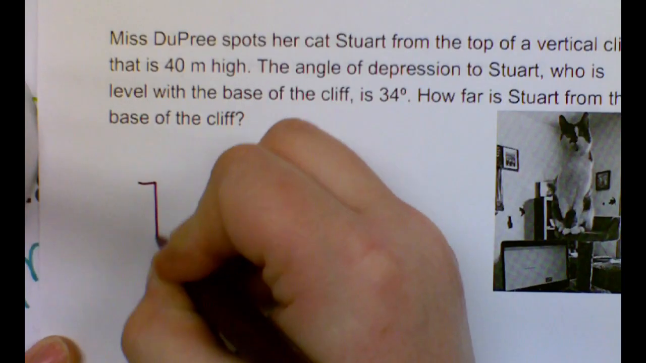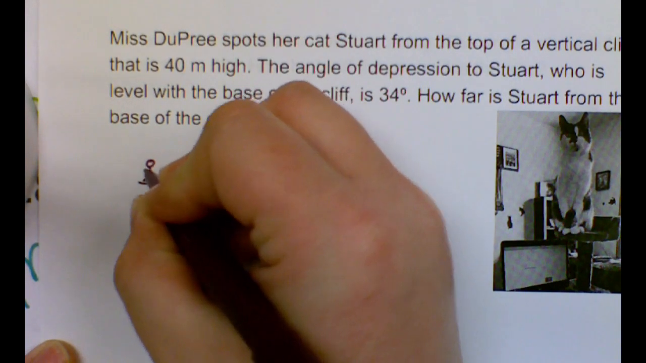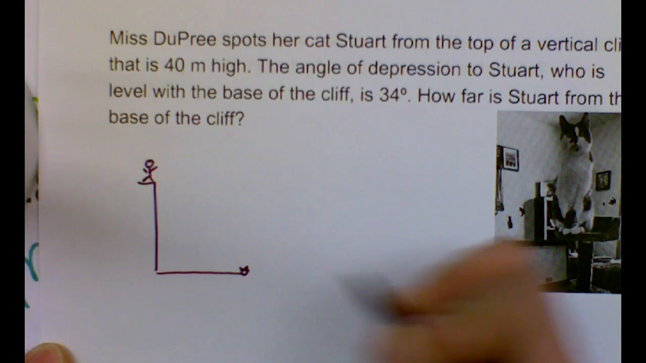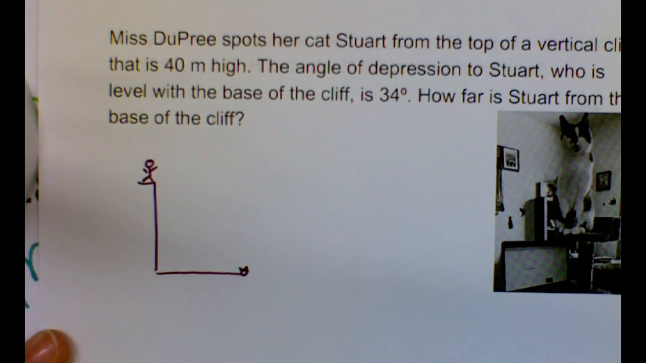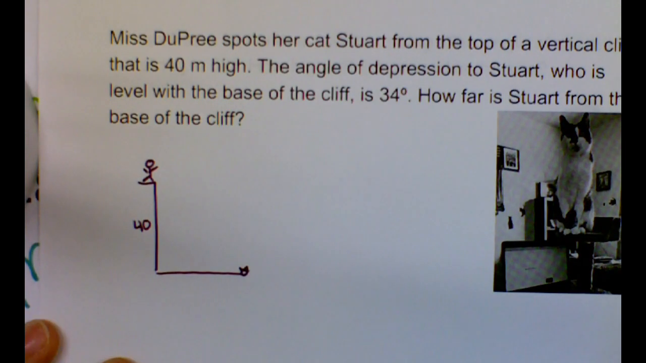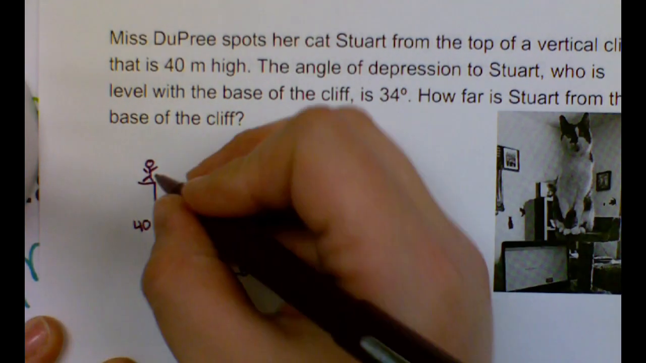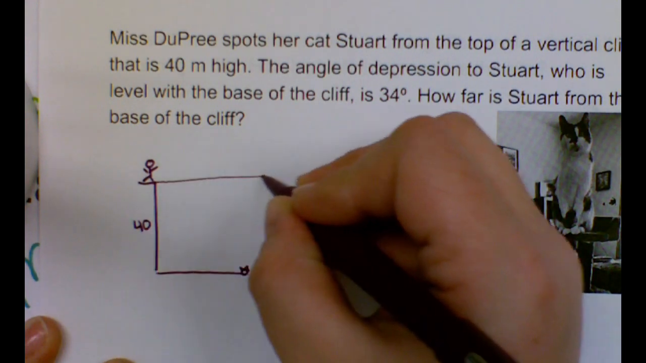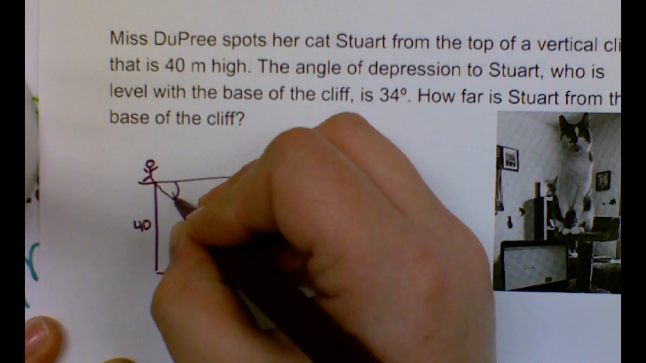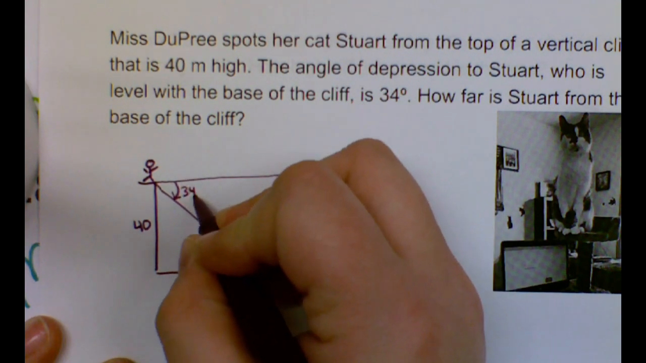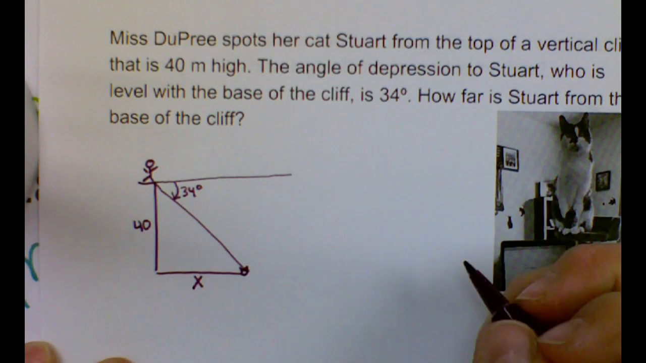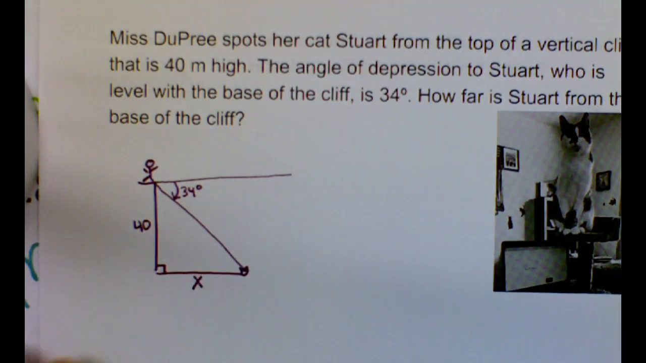So I'm on a cliff. Here's me. And down here is Stuart on the ground level. My cliff is 40 meters high. My angle of depression is 34 degrees. So from straight out, the angle I tip my head down is 34 degrees. I want to know how far Stu is from the base of the cliff. There's x. I got my right angle.